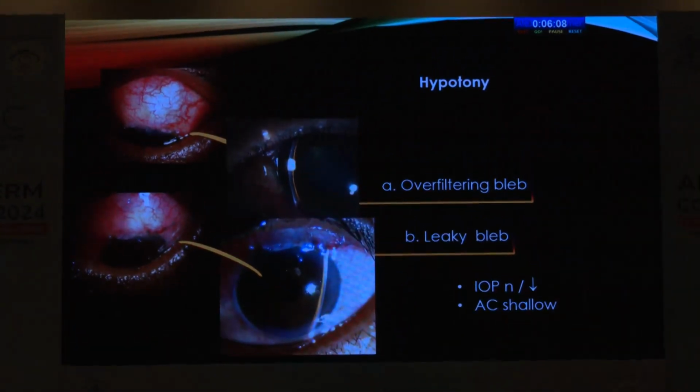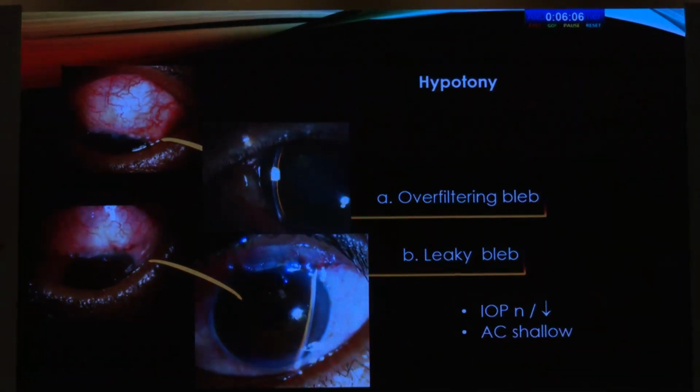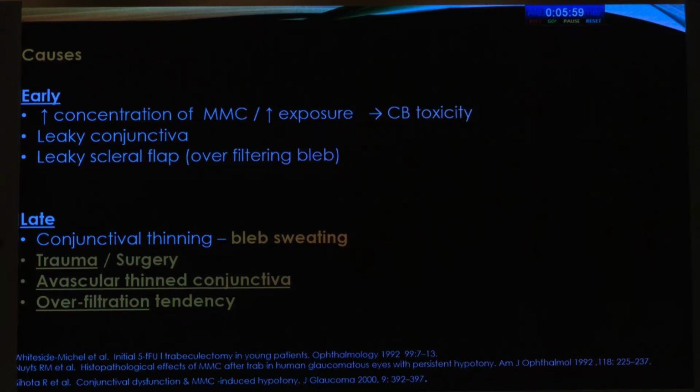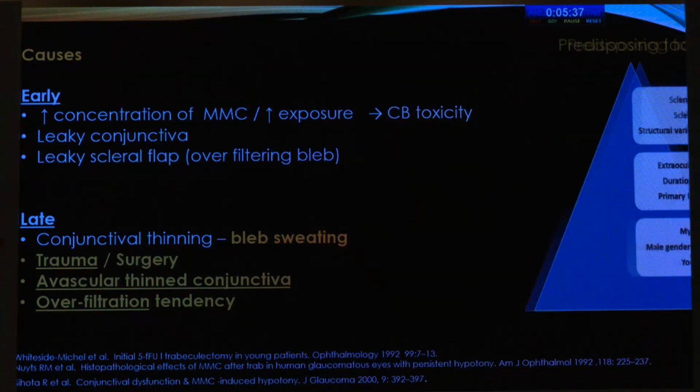Usually the IOP is normal to low and the AC is invariably shallow in these situations. The causes are early and late. Early causes are if you've used the mitomycin too excessively or for more time, that can cause ciliary body toxicity. The conjunctiva is leaky or your scleral flap is leaky. In that situation, the latter will have an overfiltering bleb. Late causes are conjunctival thinning and bleb sweating, trauma, second surgery, avascular thin conjunctiva, very common, and I'll be just briefly talking about a tendency for overfiltration.